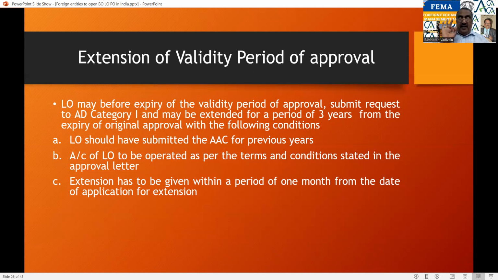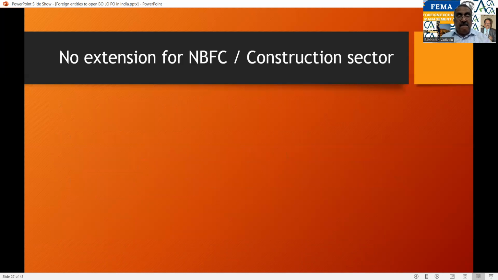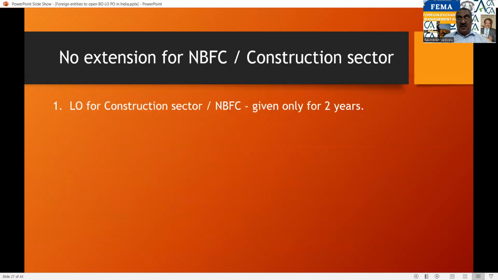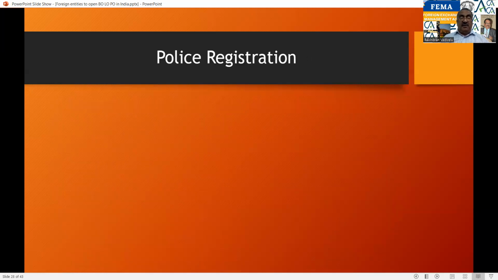Then the decision has to be given within a month from the date of submission of the extension application. Then the authorized dealer bank has to inform RBI about the extension, and RBI will publish the same on its website. No extension is permitted in the case of NBFC and the construction sector. For a liaison office in the construction sector, the valid period is only 2 years. No further extension is given in that case. So either they have to close the liaison office or convert it into a joint venture in conformity with the foreign direct investment policy.